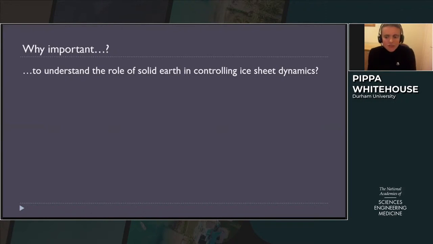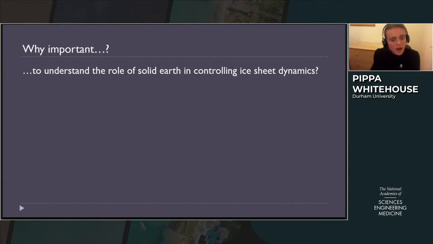This is the last of my introductory slides. I just thought it would be important to touch on why it's important to understand these processes. The first thing to say is that models of ice sheet change have actually included a component of subsidence or rebound for a number of decades. It's been included in some of the original ice sheet models developed to model continental scale ice sheet change. But until recently, we didn't really think about whether that representation of solid earth deformation was accurate or not. We included it, but we hadn't really tested whether the parameters that we'd chosen were correct.